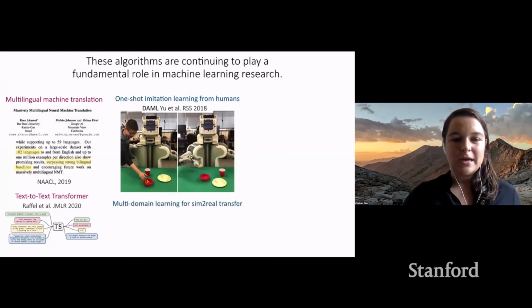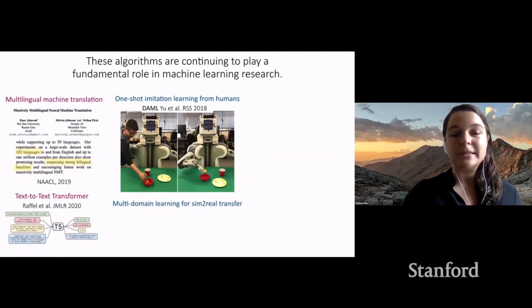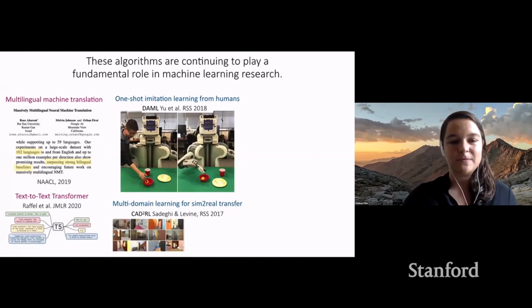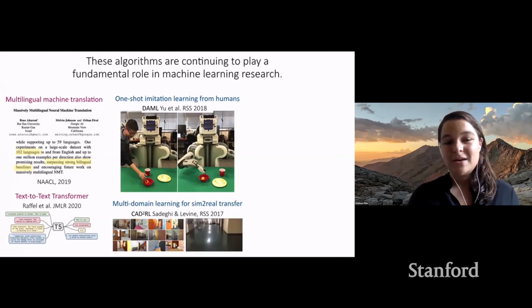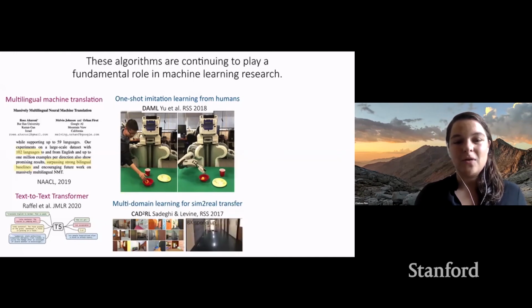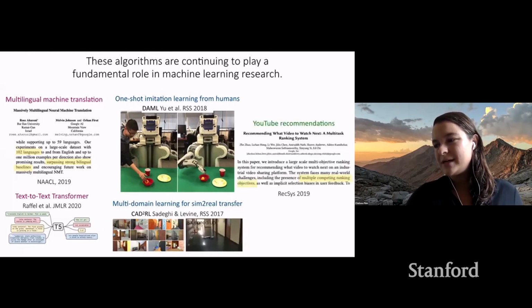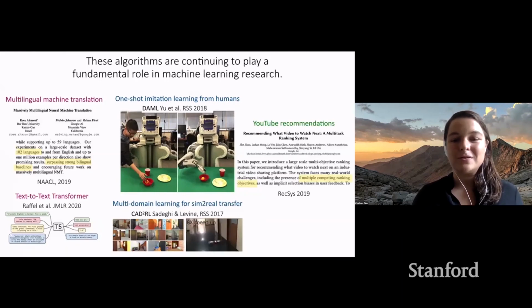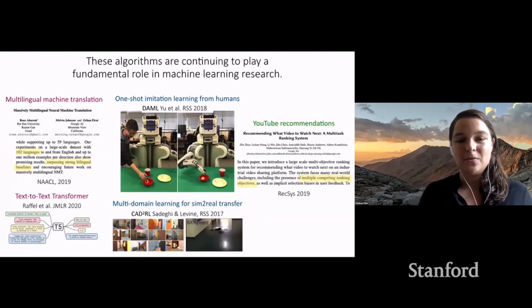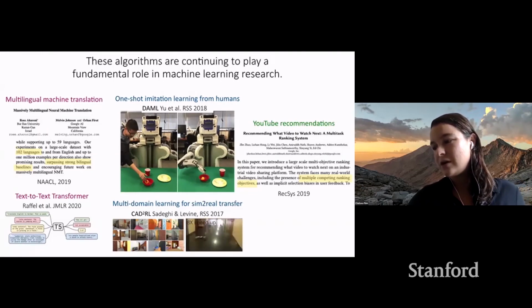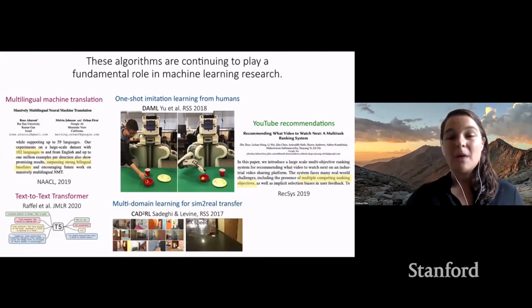And also people have looked at trying to train across multiple different domains in simulation in order to transfer to the real world. This is a paper from 2017 from Fereshteh Sadeghi that looked at training across lots of different environments in simulation and then ultimately transferring this to a real quadcopter in the real world. And beyond NLP and robotics, people looked at this in a range of other domains as well. Here's another example, a case study that we'll talk about in the next lecture, where researchers at Google are optimizing multiple objectives in a YouTube recommendation system.